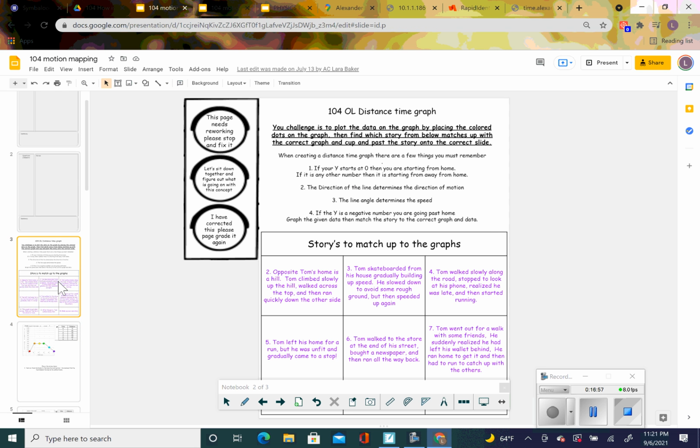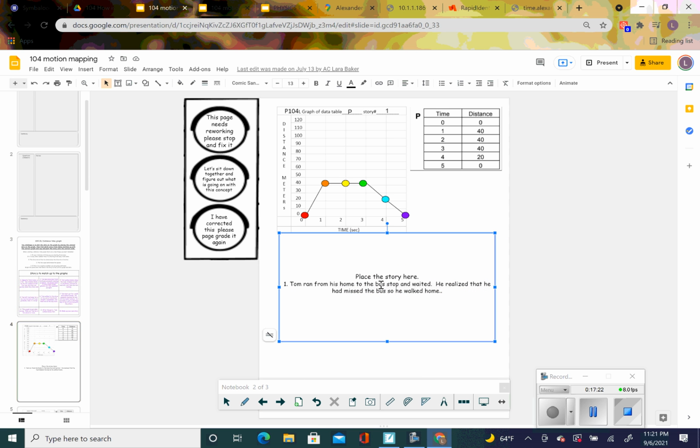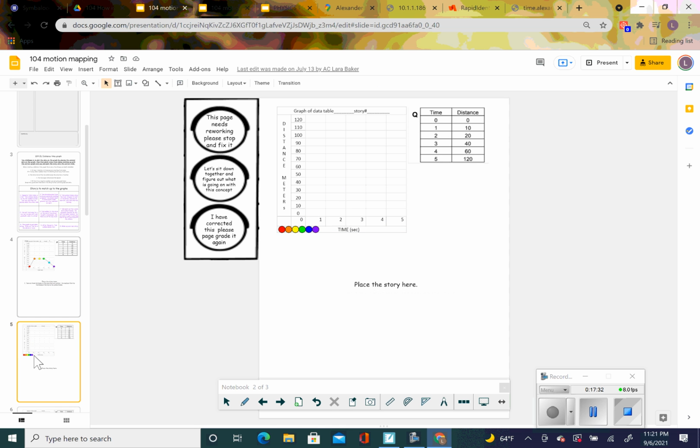So what you're going to do is you're going to go back here. You're going to find the story that matches. You're going to highlight the story, Control X, and then go here, click here, and you're going to Control V it. Now, I've already put the story on this one, okay? So you are going to continue that.